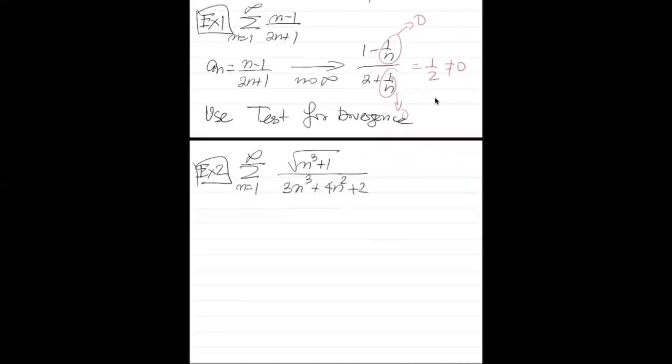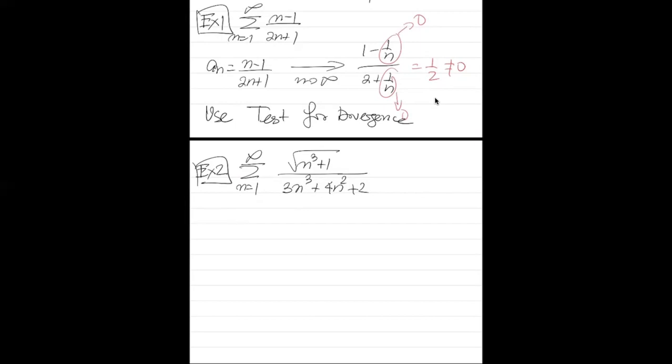Okay, so it seems like this is a divergent series. Example 2. I have the sum of some algebraic function, n to the third plus 1, with n from 1 to infinity. The denominator is a polynomial. Okay, so we have an algebraic function.